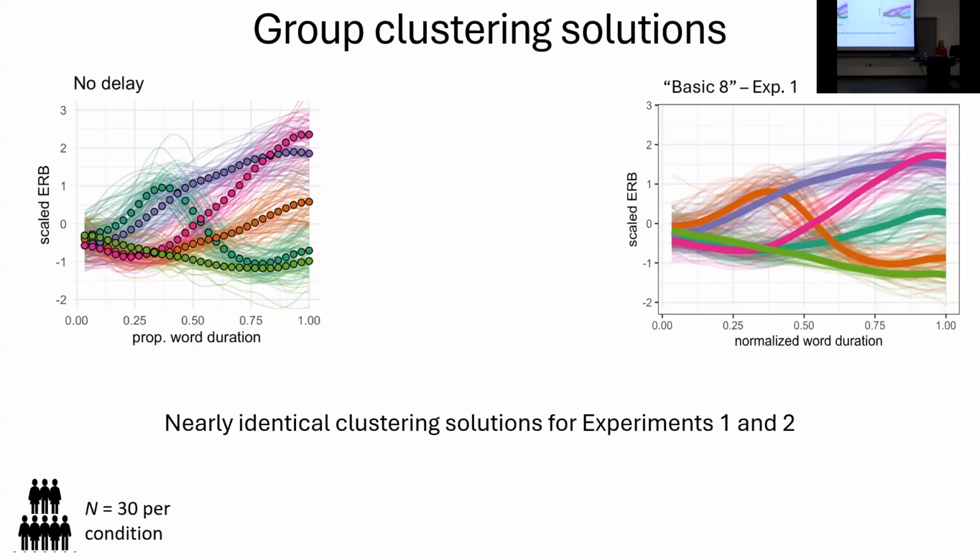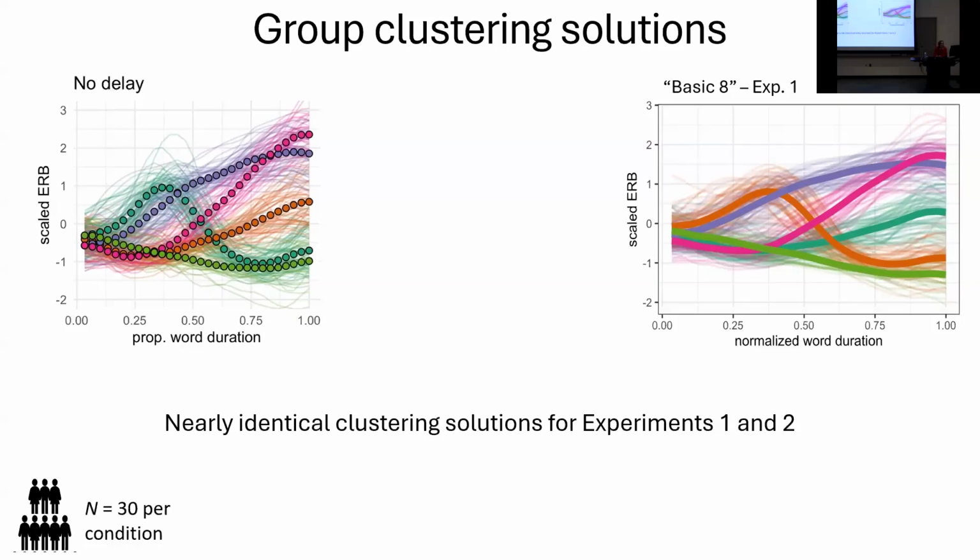And we again used clustering analysis to identify tune distinctions. On the left are the clustering results from the no delay condition. This was a replication of the basic 8. It was exactly the same experiment. Lo and behold, even though I plotted it a little differently, these are dots, these are smooth lines, hopefully you can see that it's actually the same result from a different set of participants.